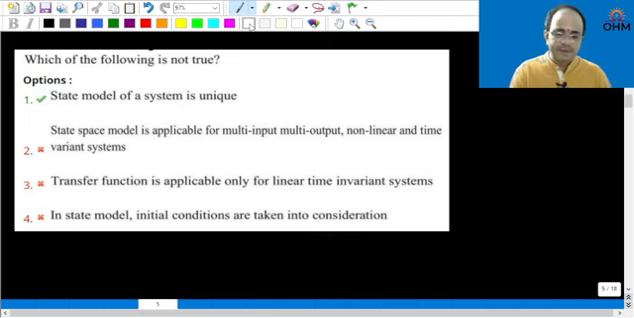Even if you look into the remaining statements, you will understand state space model is applicable for multi-input, multi-output, non-linear and time variant systems. That statement is true. Transfer function is applicable only for linear time invariant systems. This is also true. In state model, initial conditions are taken into consideration, or depending on the requirement, you can take it or not. Therefore, based on the given options, we can select option 1 as the correct answer.